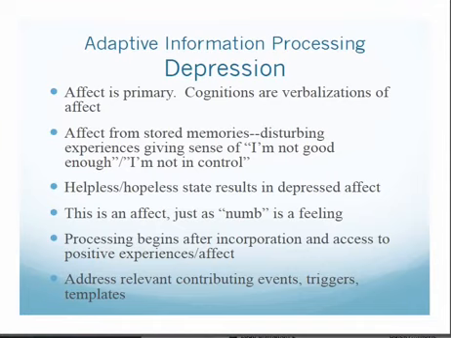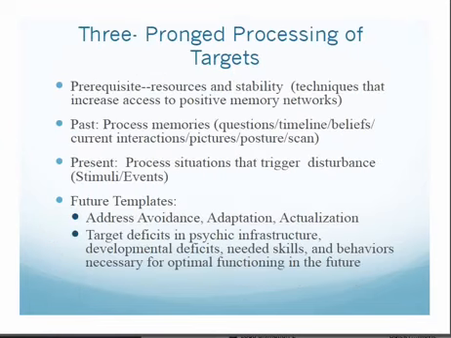So the processing begins after incorporating access to positive experiences and then addressing the past events, the triggers, and the templates. Again, the notion of that three-pronged protocol. We want to make sure that the client has enough resources and stability to begin the processing, and then we move through past, present, and future.